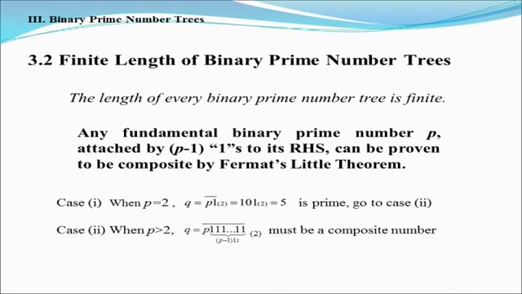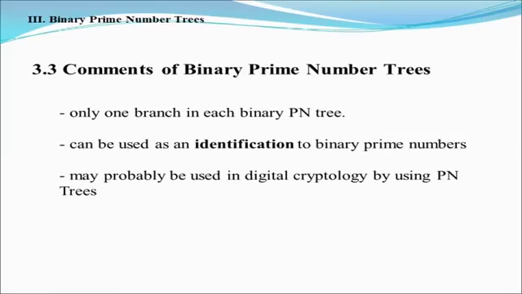In general, for any fundamental binary prime number p greater than 2, by attaching p minus 1 ones to its right-hand side, this number can be proven to be composite by Fermat's little theorem. We have some comments about the binary P entries. Firstly, there is only one branch in each P entry. Secondly, P entries can be used as an identification of binary prime numbers. And lastly, they contribute to digital cryptology by using P entries to generate codes.